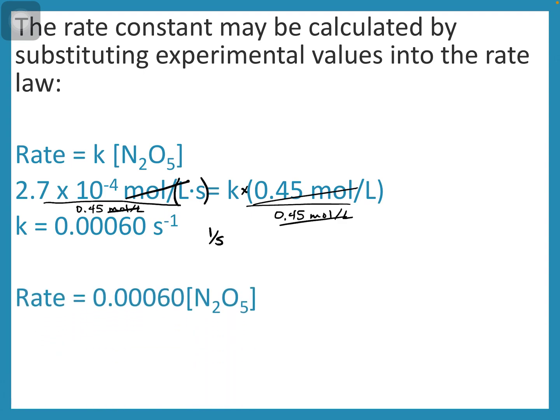So then I can come back to my rate law and fill in the value for k that I've solved. So the rate for this particular reaction at the temperature that the experiment was performed at is equal to 0.00060 times the concentration of N2O5. So at this point, I could put in any concentration of N2O5, and as long as the temperature is the same as the reaction was originally performed at, I can calculate what the rate should be.